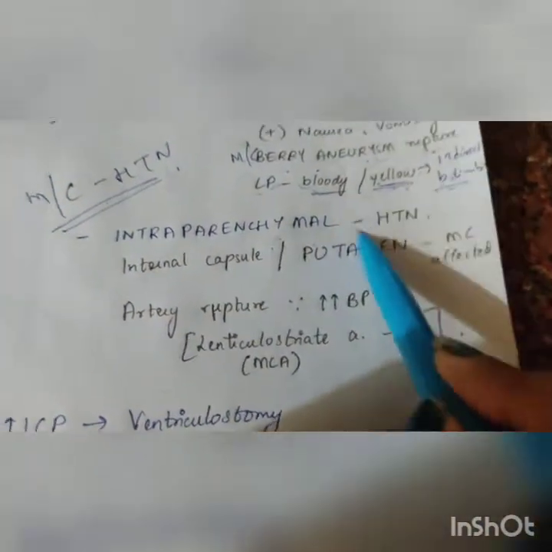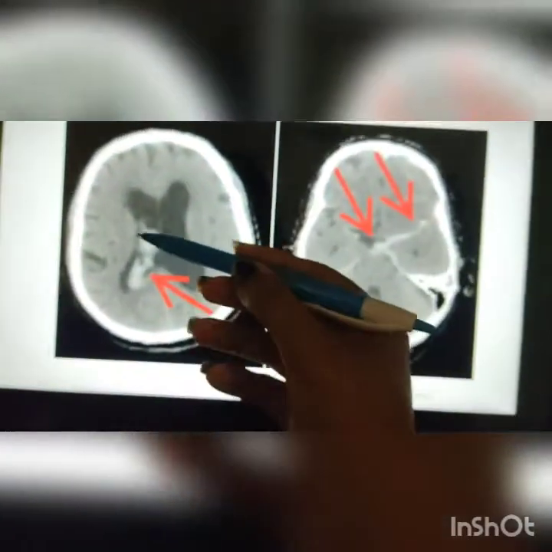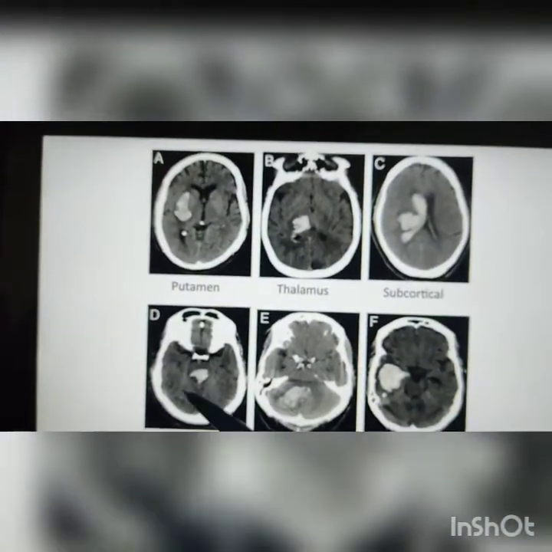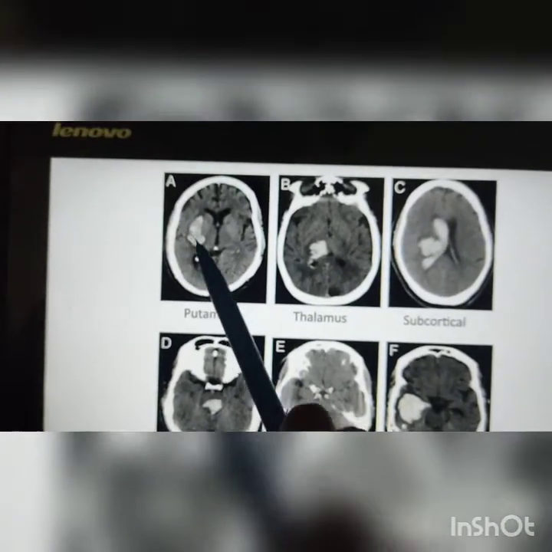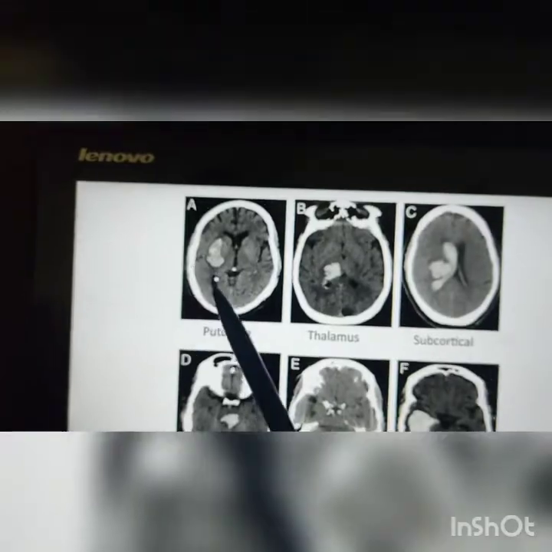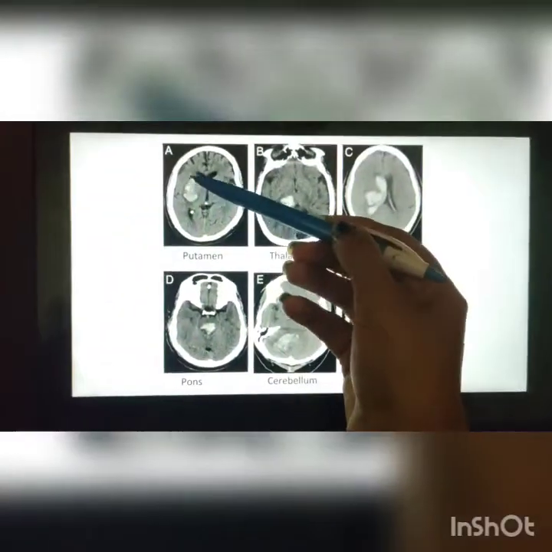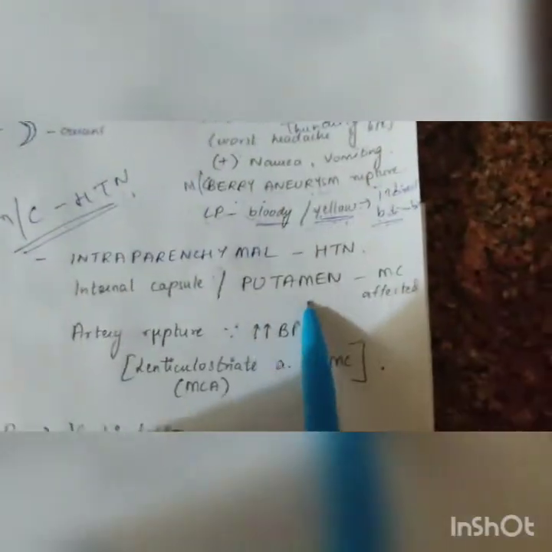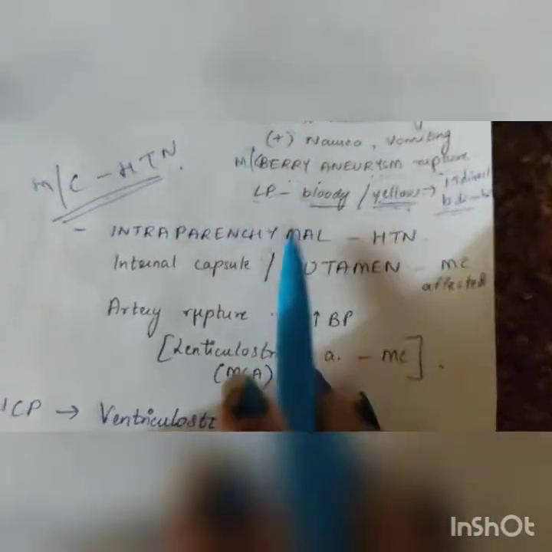And intraparenchymal hemorrhage, this is also because of hypertension. And here you can see, this is an intraparenchymal hemorrhage. These are the types of other intraparenchymal hemorrhages. And putamen, this one here, is the most common location of intraparenchymal hemorrhage. So internal capsule, here comes the internal capsule, this one here. Putamen is the most commonly affected location.